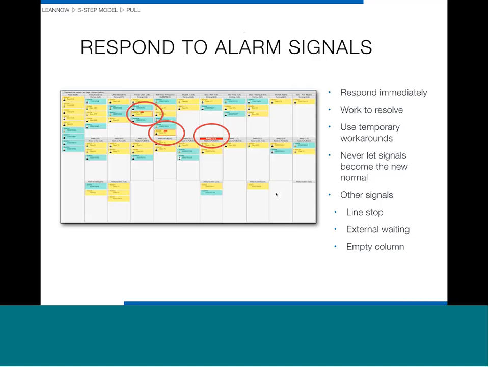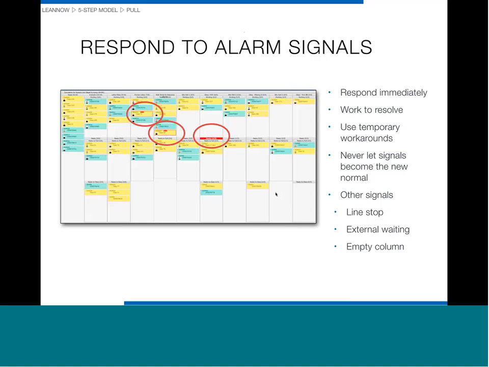So we want to work to resolve the problems with temporary workarounds frequently, and then maybe these will be candidates for ongoing process improvement down the road, but certainly get the flow working as fast as we can, and never let these signals become the new normal because we simply didn't respond to them. Other signals you might see that you could put in these boards would be like a total line stoppage, where somebody shuts down the whole board because they see a quality problem. Or we talked about external waiting and empty columns. And some organizations might be releasing to sound alarms as well. And you may have other ones that are particular to your organization. So that's the idea of responding to these signals.